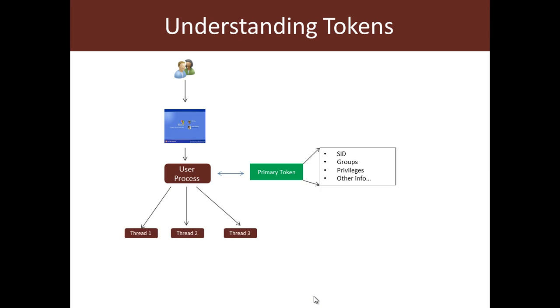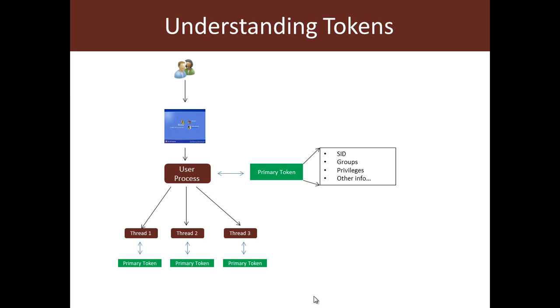Now, interestingly, what happens is when this same user process goes ahead and creates multiple threads, each of these threads are also given the same primary token associated with the user. So where is this primary token exactly used?